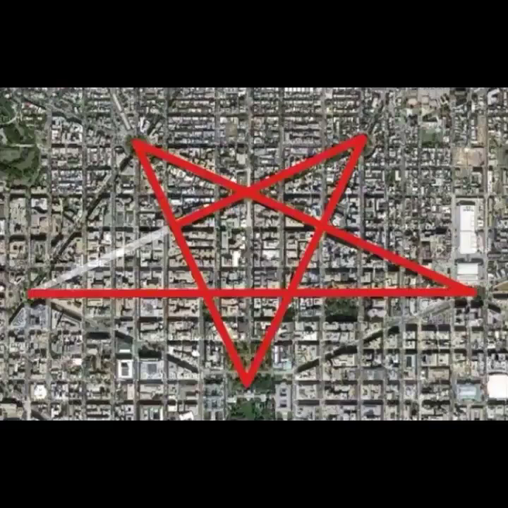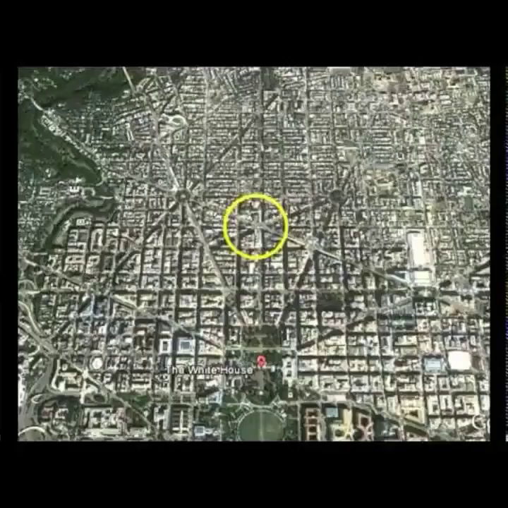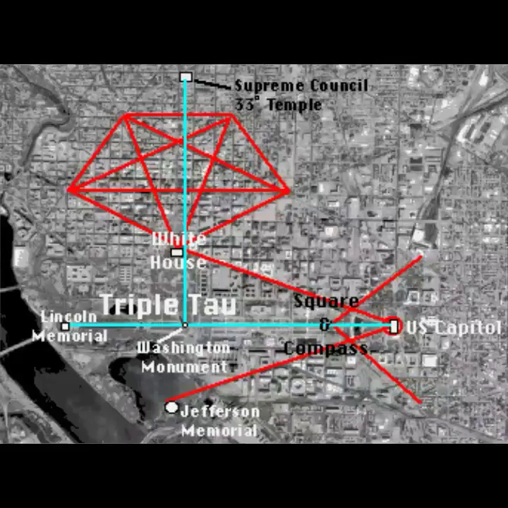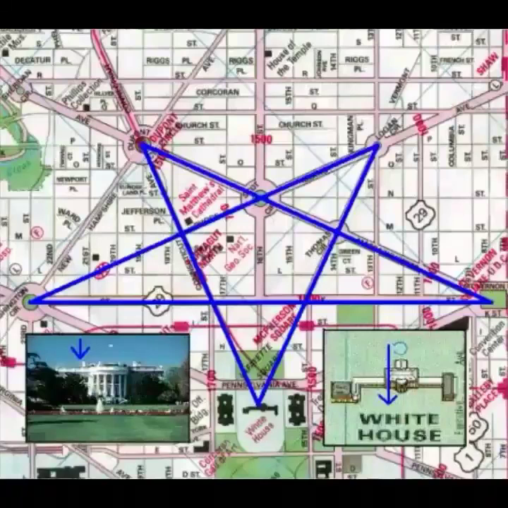Here's another photo without the lines connecting it. Here's another photo, and in this photo you can clearly see that it's not very far from the Supreme Council and also the 33rd Temple of the Freemasons. And if you look down more, you can clearly see that another form of the streets forms the Freemason compass. If you don't know what that is, here's another photo of it. That's the same one.